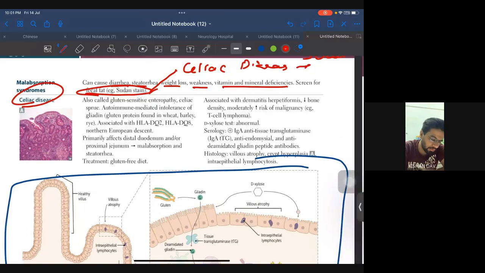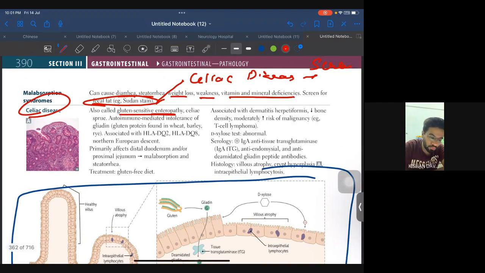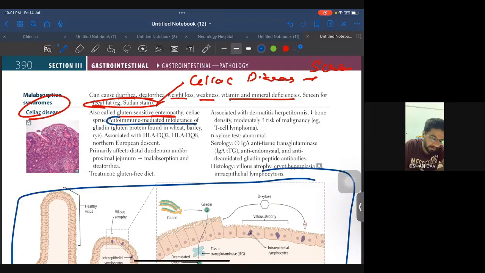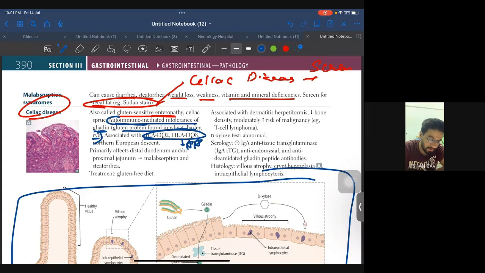Now, also called gluten sensitive enteropathy. Okay, it is an autoimmune disease. Intolerance of gliadin, a gluten protein found in wheat, barley, and rye. Because of gliadin, it is occurring. Associated with HLA DQ2 and DQ8. This you have to remember. Autoimmune, you have to remember. Gliadin, you have to remember.